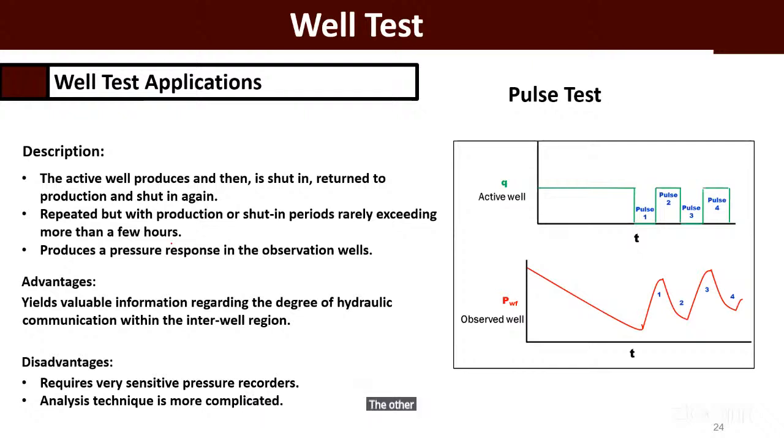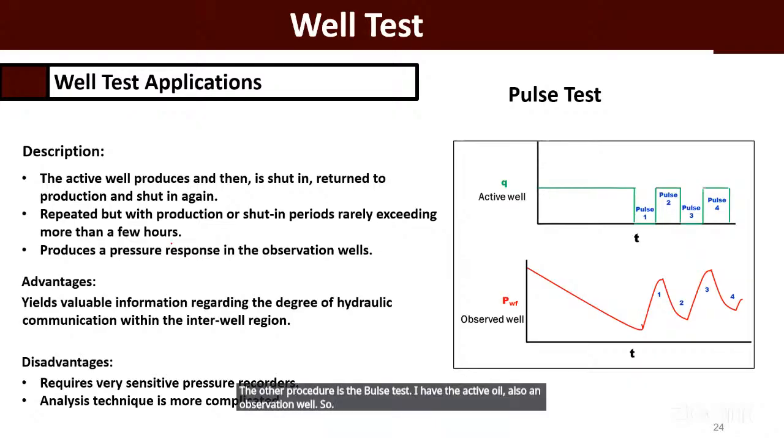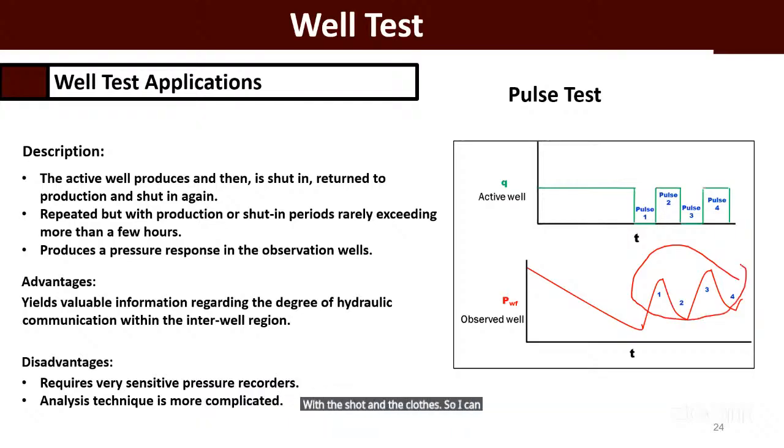The other procedure is the pulse test. I have the active well and also an observation well. Through the active well, I shut in the well, open it, shut in, open it, through cycles, and I observe the bottom hole flowing pressure from the gauges. It corresponds to the shut-in and the opening, so I can confirm there is a communication. However, the analysis technique of this pulse test is very critical, so it's more common to use the interference test compared to the pulse test.